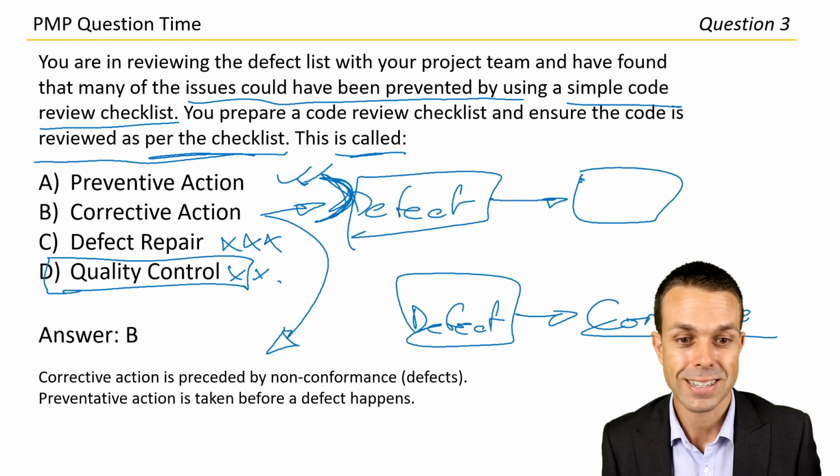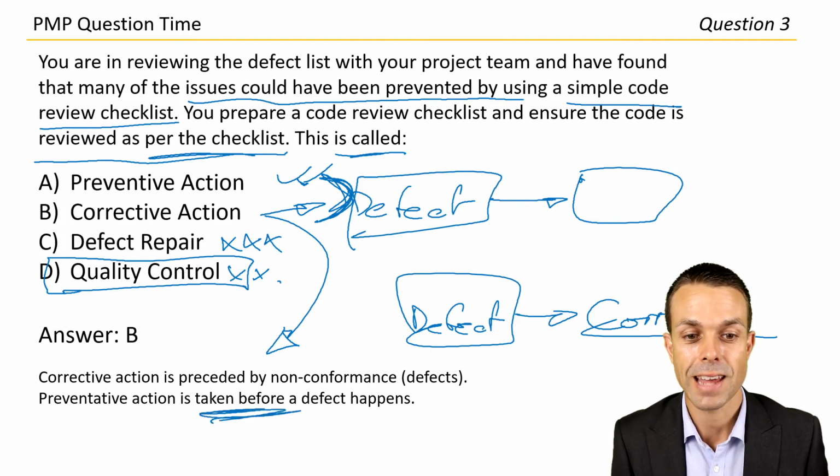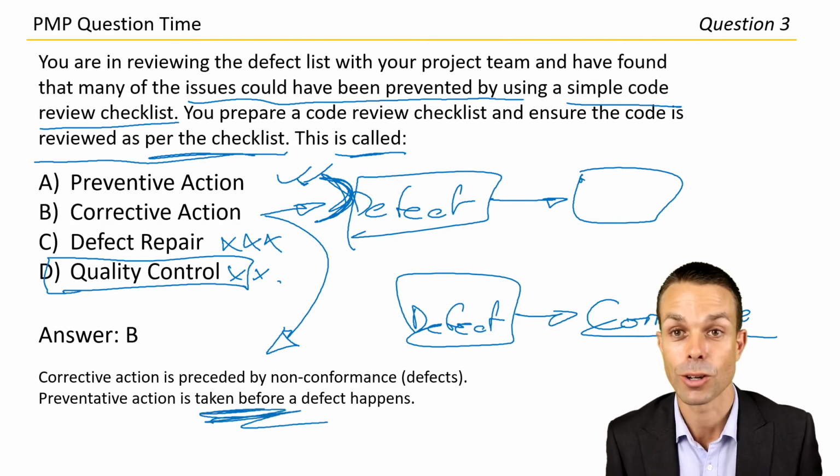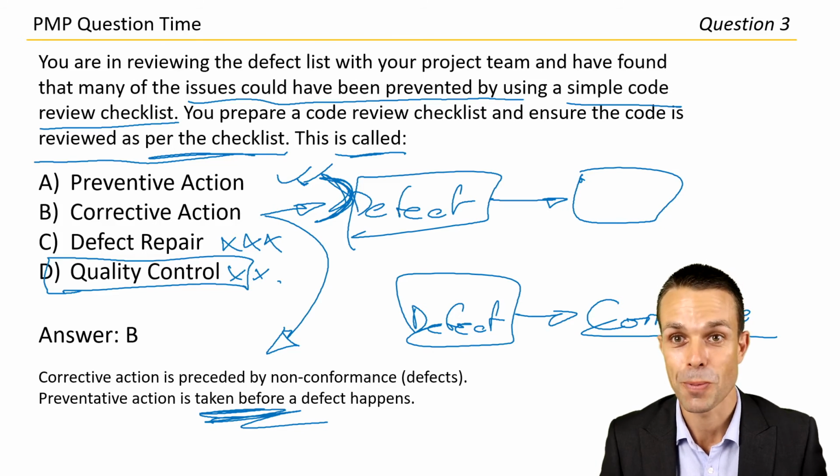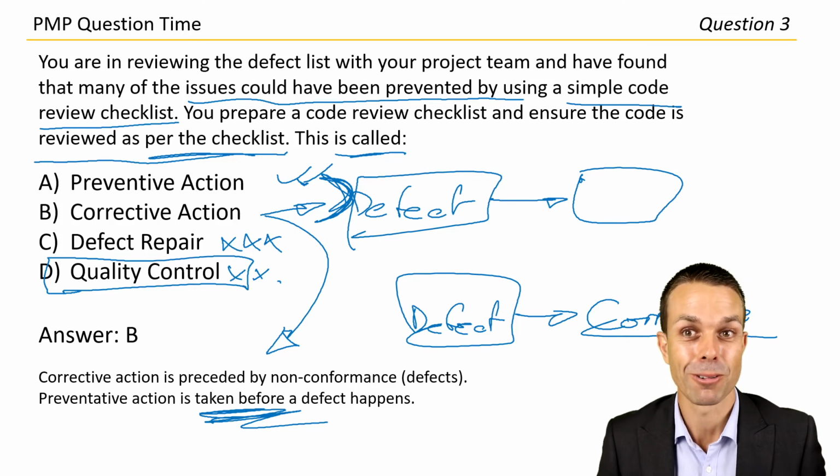But a preventative action is taken before a defect occurs. So that's really, really good to know. I still think it could have gone either way on that one, but the answer B is a good one, and that's really good for us to know. That's question 3. How did you go? Maybe you got it right. That's probably good. We've got 2 to go.